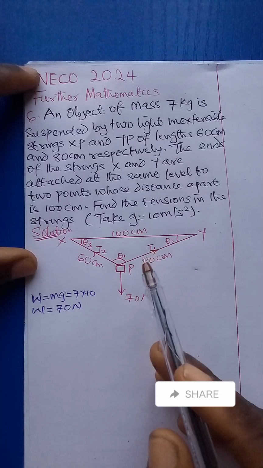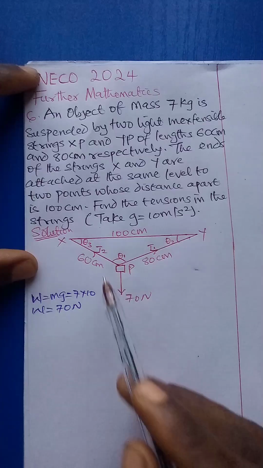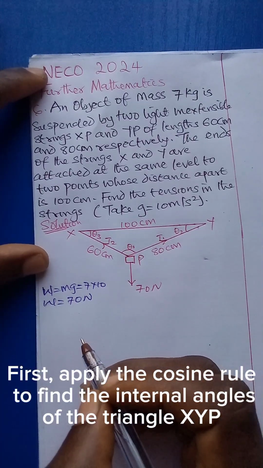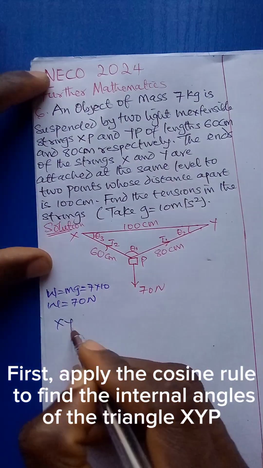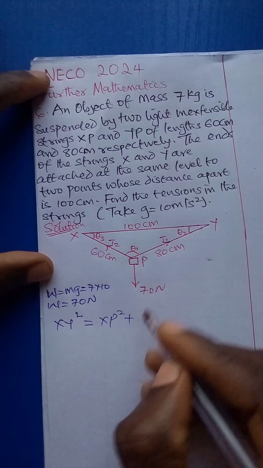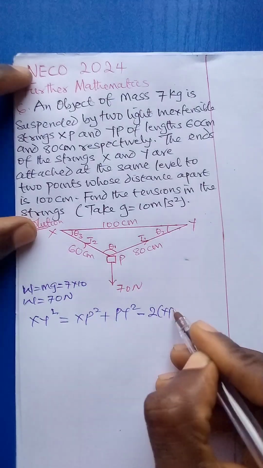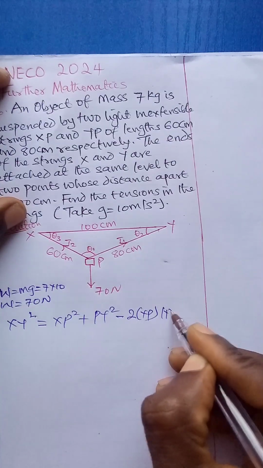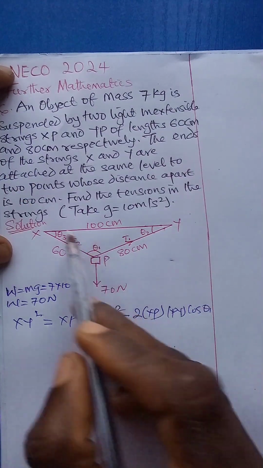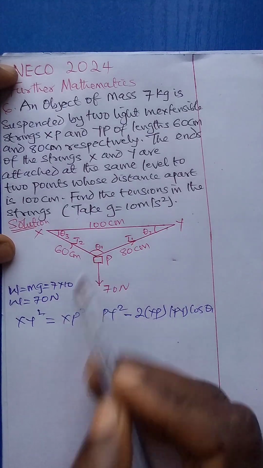So the first thing we're going to do is to apply the cosine rule, because we are given all the sides, but the angles are not given. So the cosine rule is proper for us to apply here. I'm going to state XY squared is equal to XP squared plus PY squared, then minus 2 times XP times PY, then cos theta 1. Now, theta 1 is the angle opposite to XY, and XY is the subject here. So we are looking for the opposite angle. The opposite angle is theta 1.